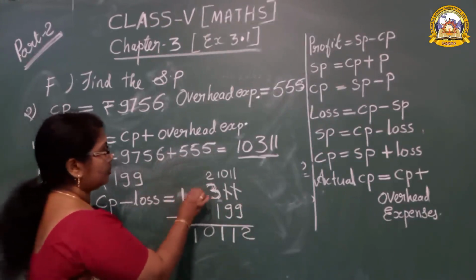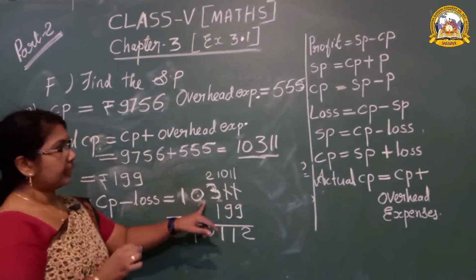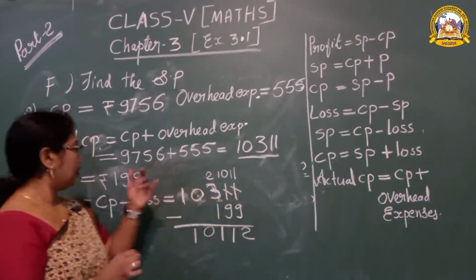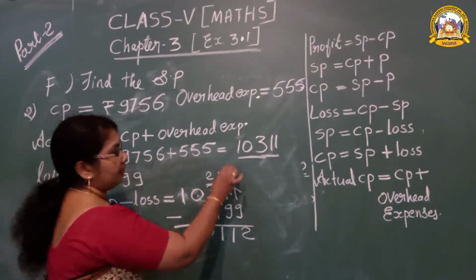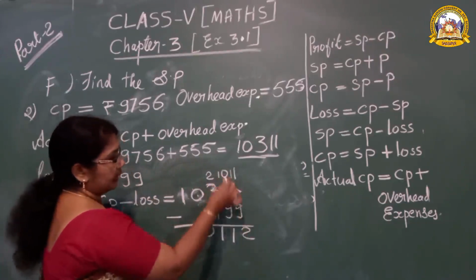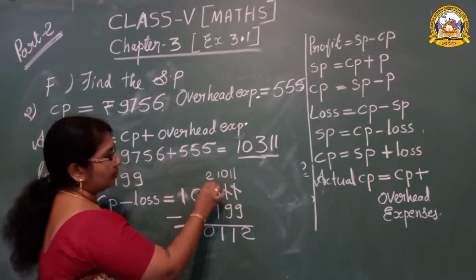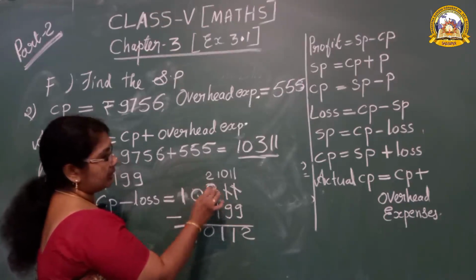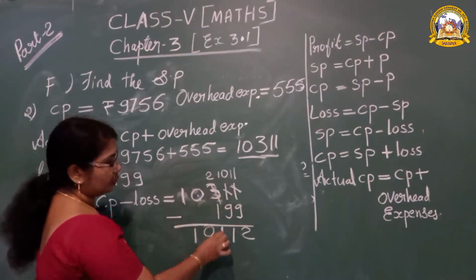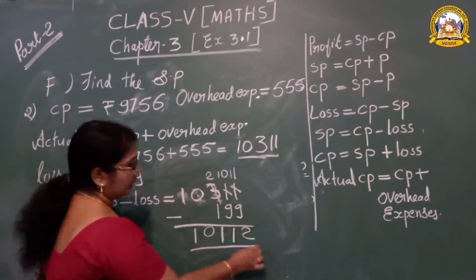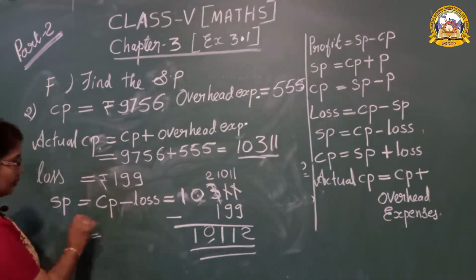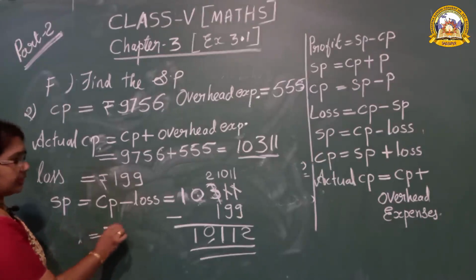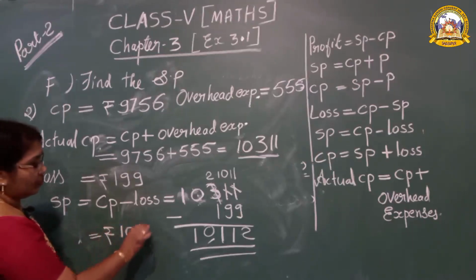CP is equal to actual CP 10,311. What is the loss? 199. So 11 minus 9 is 2, 10 minus 9 is 1, 2 minus 1 is 1, so 0, 10. So what is the SP, students? SP is rupees 10,100.